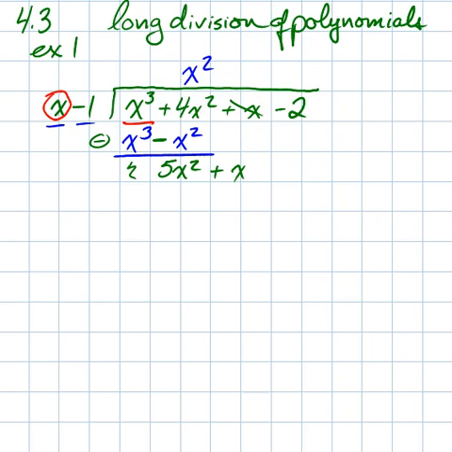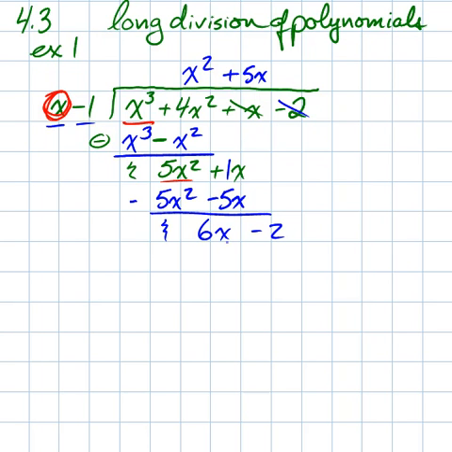So once again, now I ask myself, okay, well, what do I multiply this x by to get 5x squared? And the answer is 5x. So I write the 5x up here above the other x term. 5x times x is 5x squared. 5x times negative 1 is negative 5x. So again, be careful here. When you're subtracting 5x squared minus 5x squared, that's no problem, that's just 0. But x, 1x, minus negative 5x is like saying 1x plus 5x, or 6x. Bring down the minus 2.